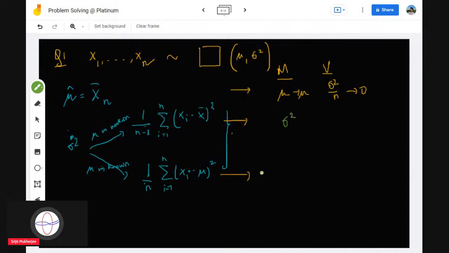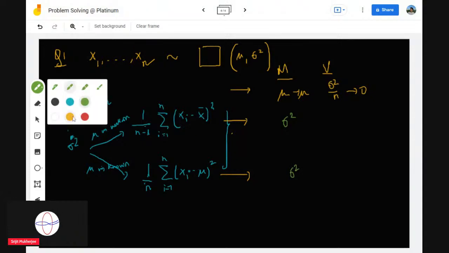So this is sigma square. This is also sigma square when mu is unknown. These are all UMVU when mu is unknown and mu is known respectively. This is a result that should always be in your mind, guys. High time. So they are unbiased.